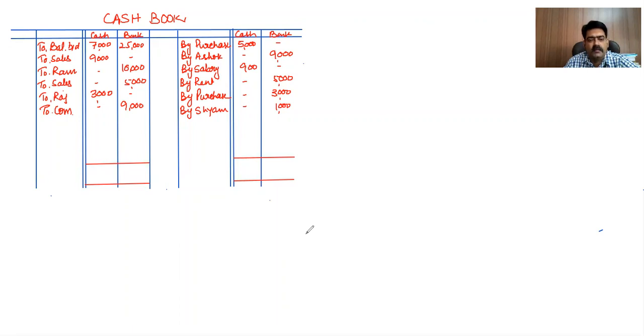And on the credit side, you can see there are a few payments like purchases, 5,000 rupees. We have paid an amount to Ashok, 9,000 through check. Payment of salaries, rent, purchases, and Shyam. So these are a few imaginary transactions which are posted in the cash book. Now with the help of these transactions, we will prepare ledger accounts.